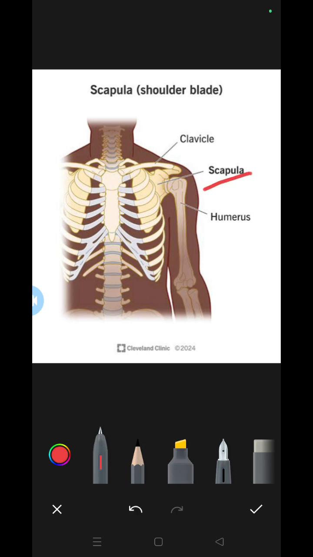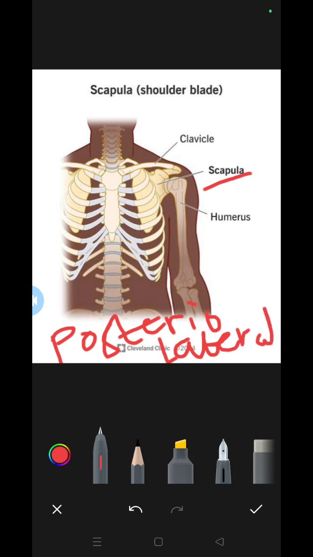Scapula is located in the posterior lateral aspect of the thoracic cage. Posterior means back. Lateral means away from the body, medial means towards the body. Away from the thoracic cage, that is lateral, and posterior means back side of the thoracic cage.